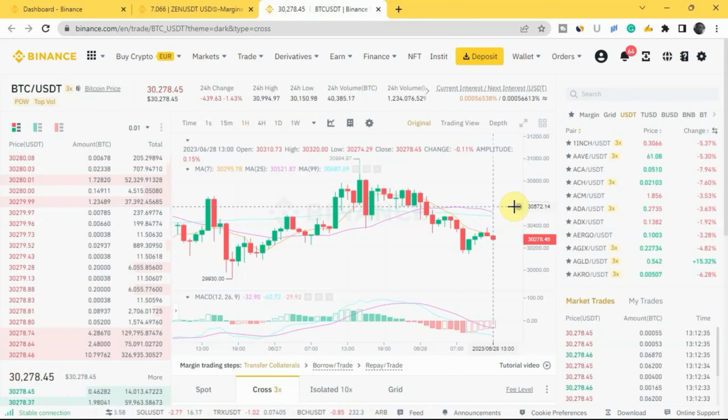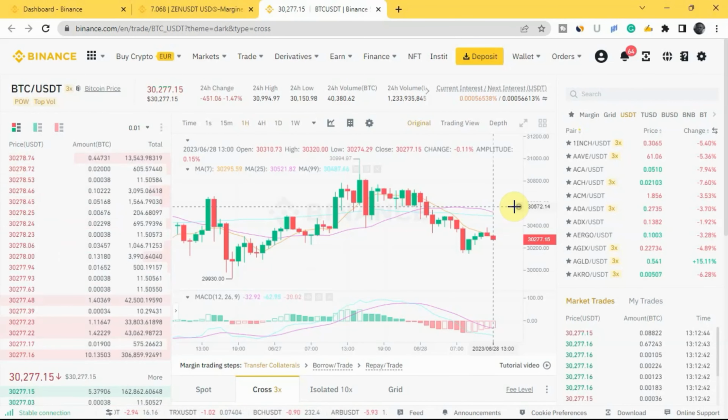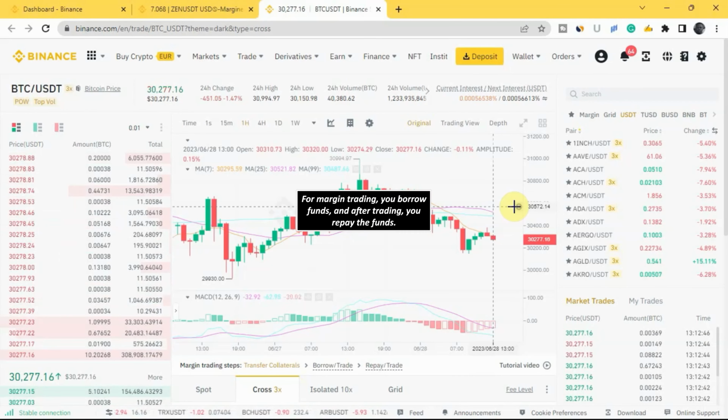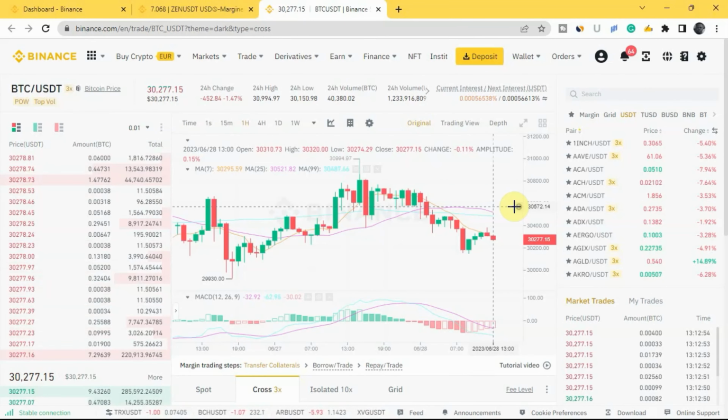So that's number 2. Number 3 is that for futures trading, you don't borrow or repay funds. You don't do that for futures trading. While for margin trading, you borrow funds to have more money to trade, and after your trade, you repay the funds that you borrowed. So you need to take note of that.